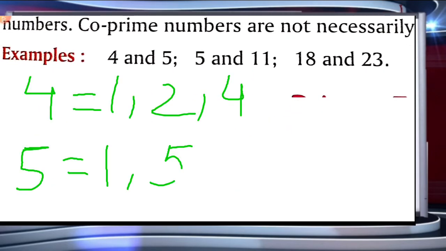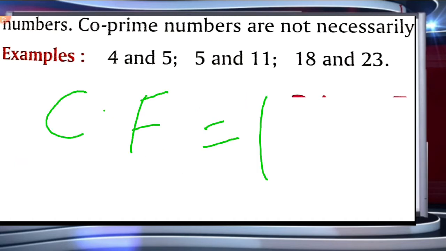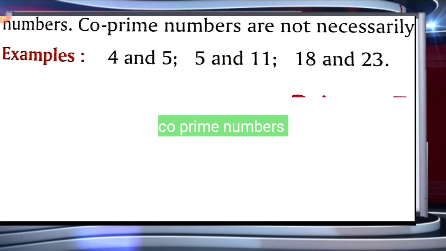Factors of 4 are 1, 2 and 4. Factors of 5 are 1 and 5. Common factor is 1. So when 1 is the only common factor between two numbers, then those two numbers are co-prime numbers. It doesn't mean that the 2 numbers should be prime. See students, 4 is not a prime number here. 5 is a prime number, but 4 is not a prime number. So any 2 numbers with a common factor 1 are co-prime numbers.